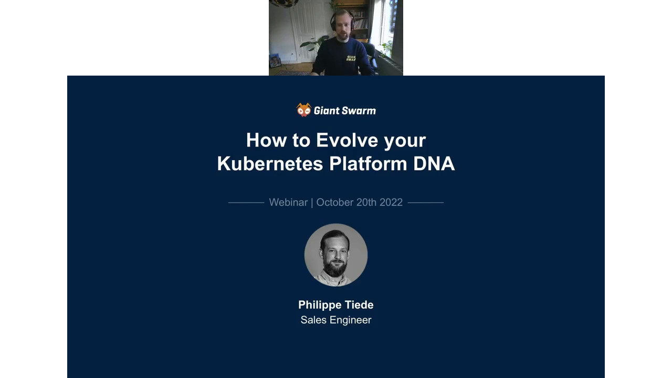What we are talking about today is how to evolve your Kubernetes platform DNA. It's not that technical this time because it's somehow a more cultural aspect we have to look into. But obviously we have some insights on what our DNA is in handling our Kubernetes platform as well.